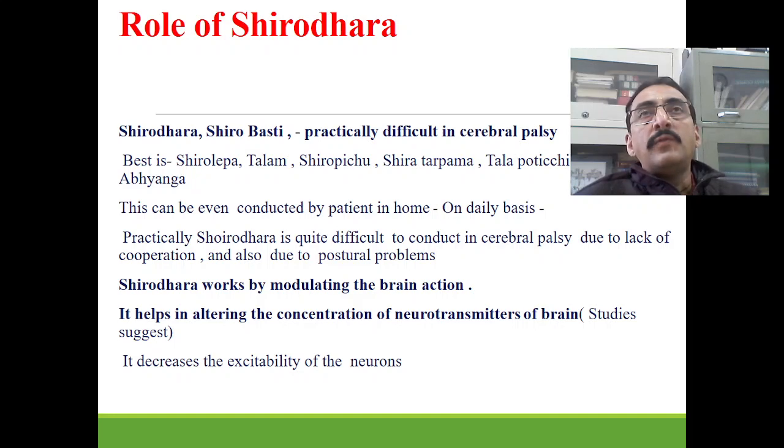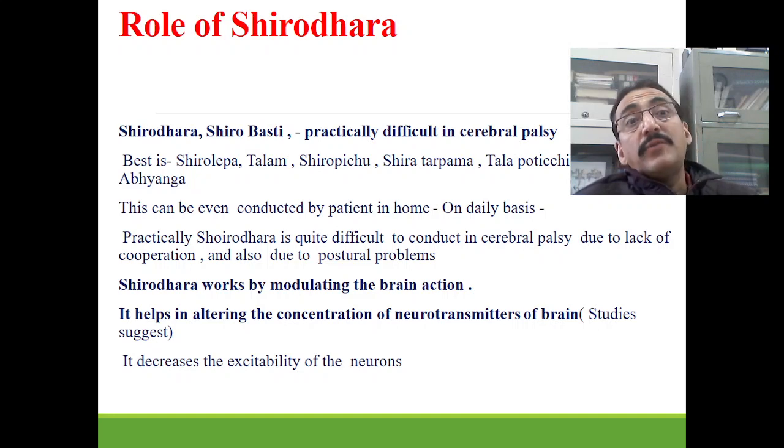Usually these can even be performed at home. In the hospital setup you can educate the parents how to do it, and then they can perform it at home on a daily basis. So practically Shirodhara is quite difficult, as I told, to conduct in cerebral palsy due to lack of cooperation and also the postural problems. So different methods like Shirolepa can be practiced as a substitute for it.